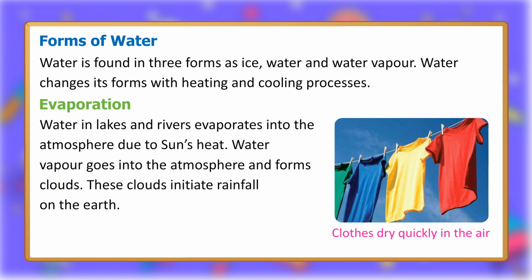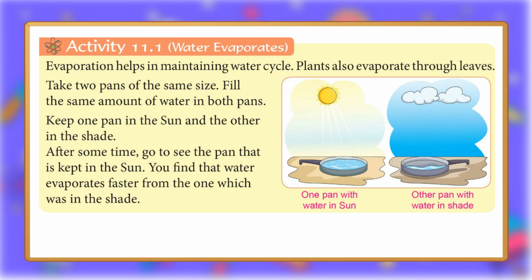Water in lakes and rivers evaporates into the atmosphere due to the sun's heat. Water vapor goes into the atmosphere and forms clouds. These clouds initiate rainfall on the earth. Activity 11.1. Water evaporates. Evaporation helps in maintaining the water cycle. Plants also evaporate water through leaves.